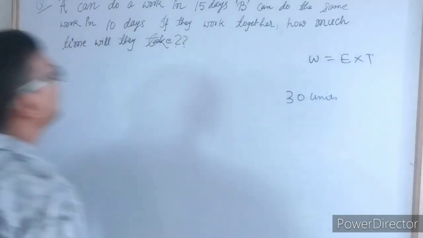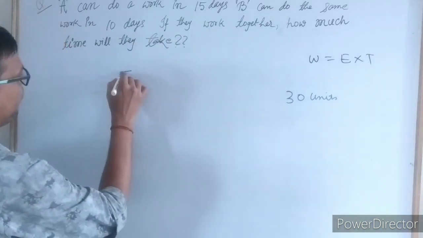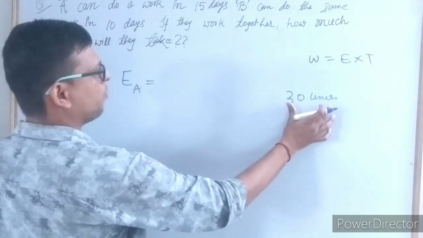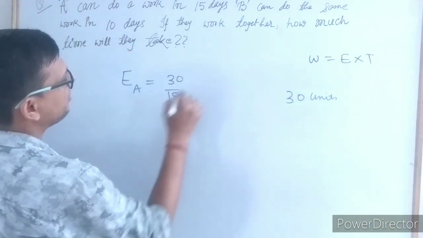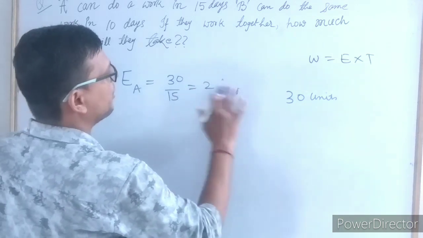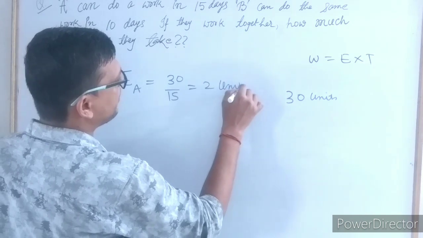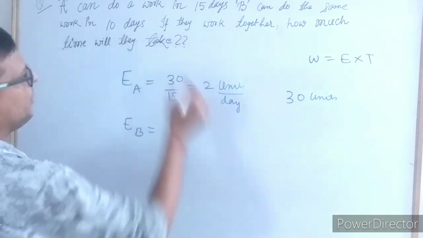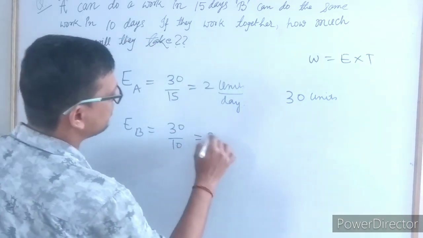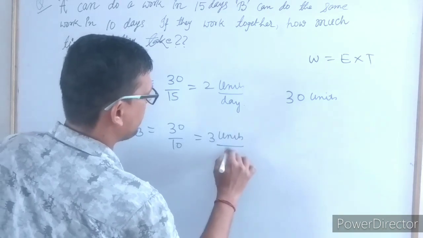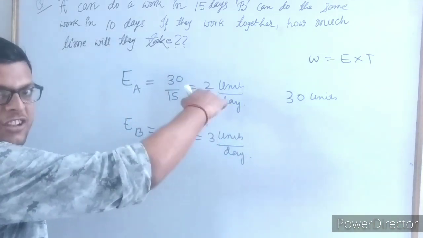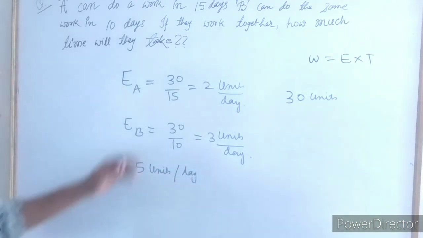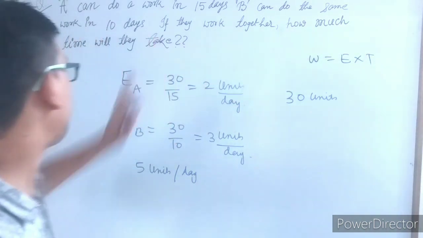Okay, so A can do the work in 15 days. What will be the efficiency of A? Efficiency can be written as work by time. So work is 30 and A is taking 15 days. So efficiency of A is 2 units per day. What is the efficiency of B? 30 by 10, which means 3 units per day. What is their combined efficiency? 5 units per day.